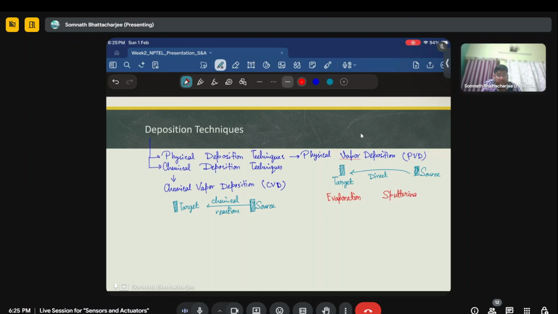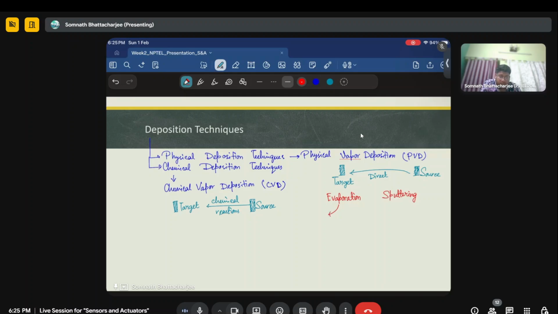So we'll know more details about these deposition techniques later. I'm not going into that much detail, but let's say that evaporation creates a very low cost film and sputtering creates a more uniform but a higher cost film. Now, evaporation can be of different types.